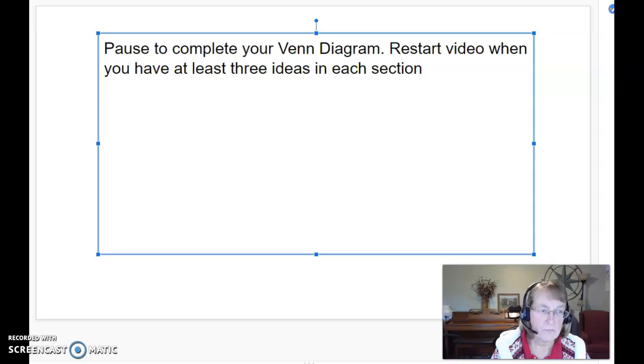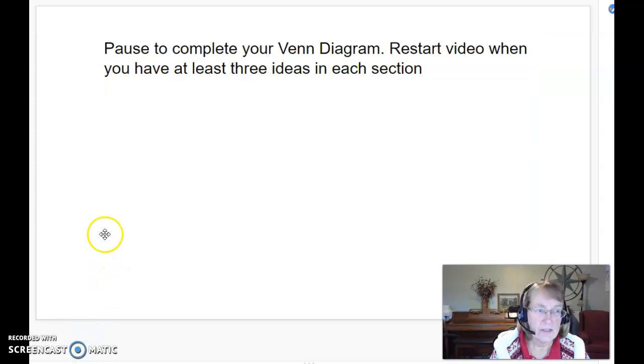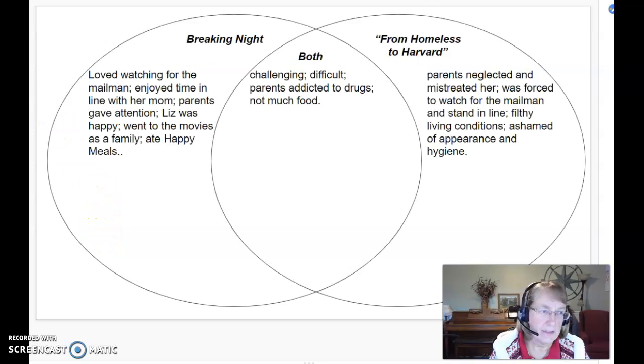Let's just look at this and what we're supposed to do. Hopefully you've got at least 3 ideas or more in each section. And just to show you what I had from the examples in the book. She loved watching for the Mailman. She enjoyed time in line helping her mom, and I encourage parents that gave attention to the kids.